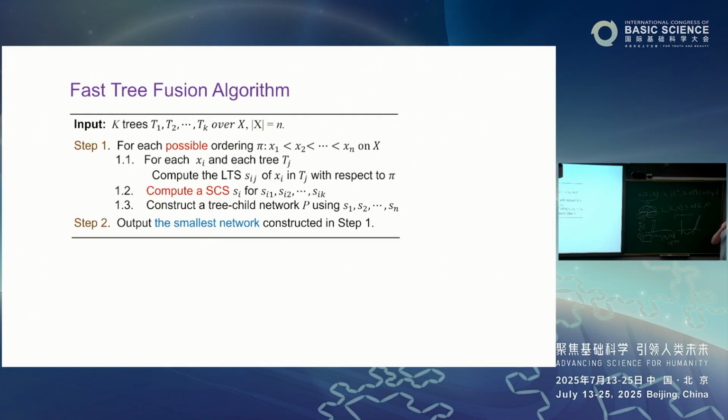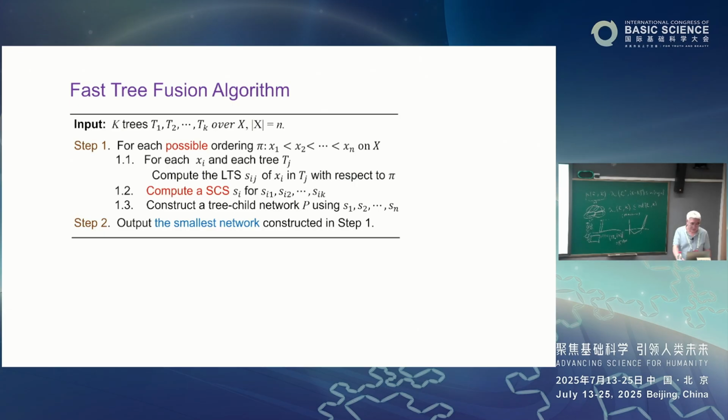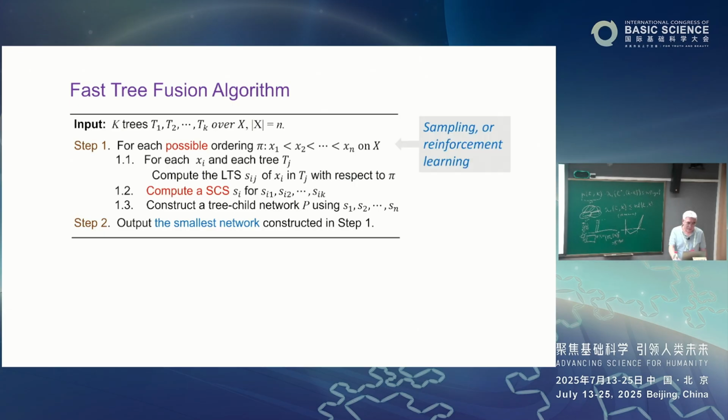Okay. Then from there, we can develop the faster tree fusion algorithm. There are two problems here. First of all, there are so many ordering permutations. The second issue is that computing the SCS for a set of sequences is not cheap.